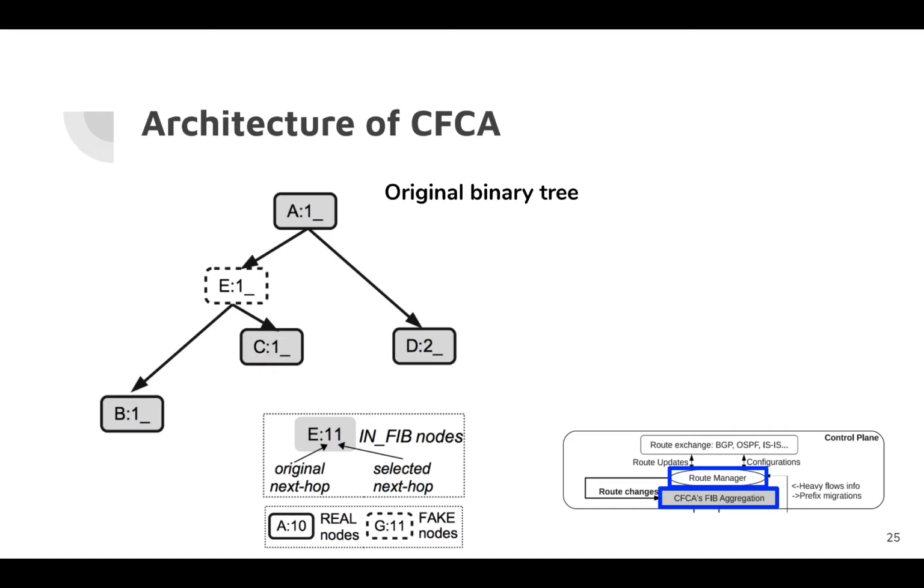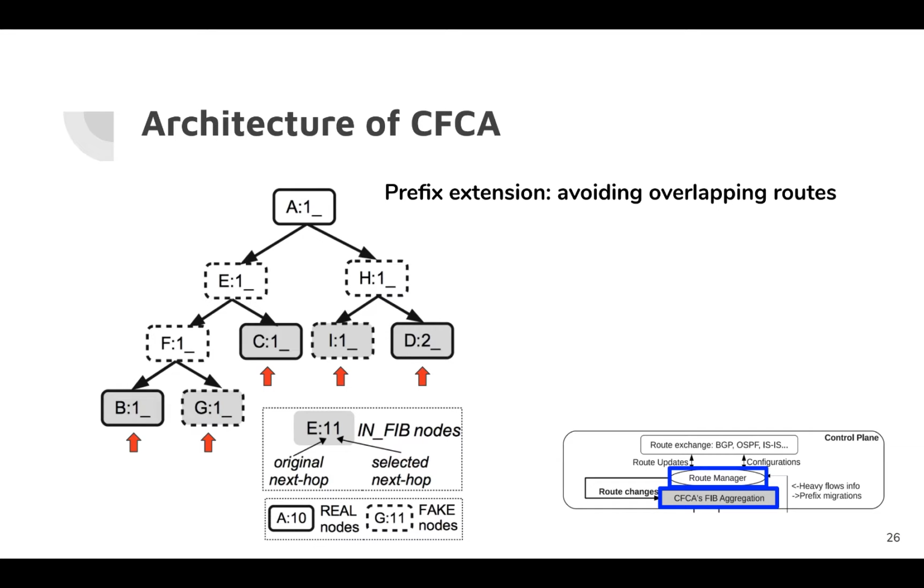After the initial binary prefix tree is built, CFCA performs leaf pushing, after which the leaf nodes represent the set of non-overlapping prefixes. The routing table will still have the same identical forwarding behavior as the original routing table. Note that the new dashed leaf nodes appeared in the binary tree.